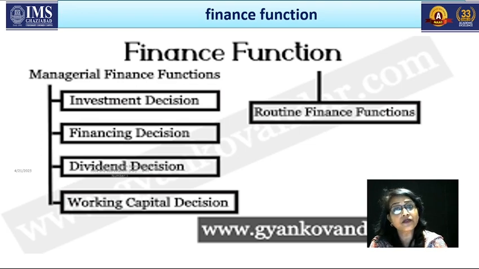Then dividend decision: whether the company is able to pay the dividend to the shareholders. At this time, are they going to pay the dividend to the shareholders, or do they feel they should retain the profit because they are planning another kind of business and planning for the expansion of the business? Right, so how they are doing this is more important, right?